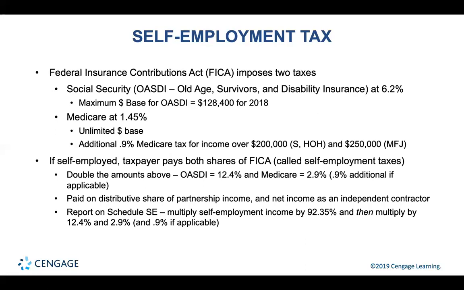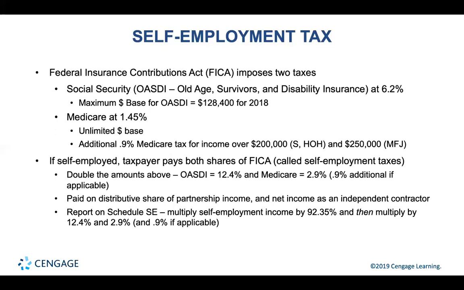But if you are self-employed, you have to pay double these rates because you're paying your portion and what we consider the employer's portion. So for Social Security or OASDI, you would pay 12.4%, and Medicare is 2.9% plus the additional 0.9% if applicable. It is paid on a distributive share of partnership income and net income as an independent contractor. If you have a 1099 from somebody and you have to end up filing a Schedule C, you're subject to self-employment tax.